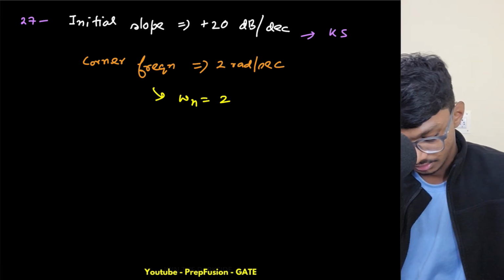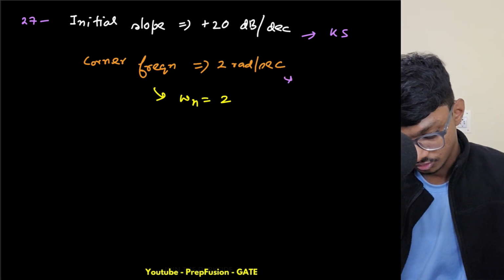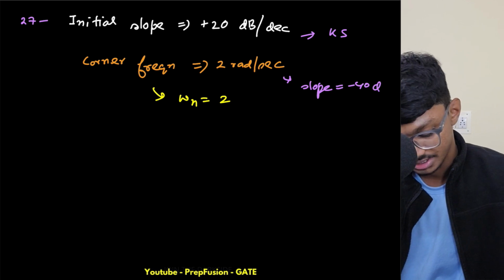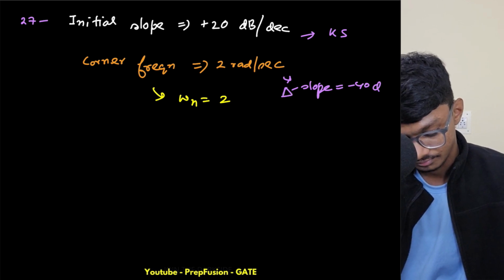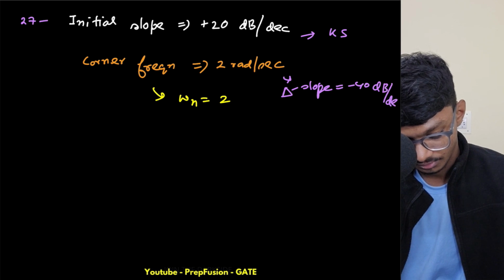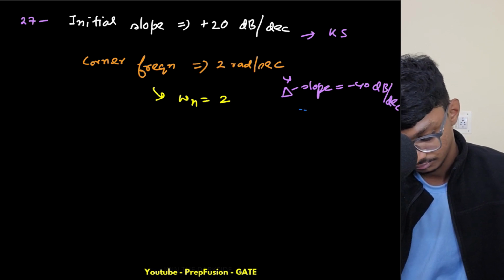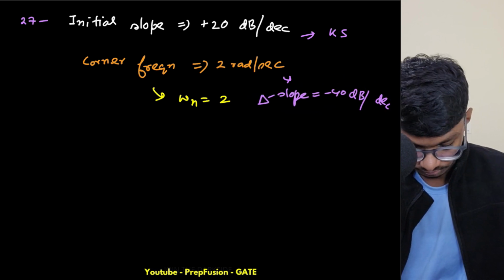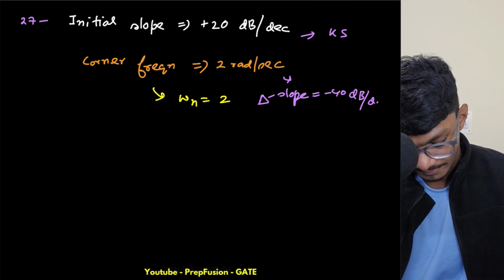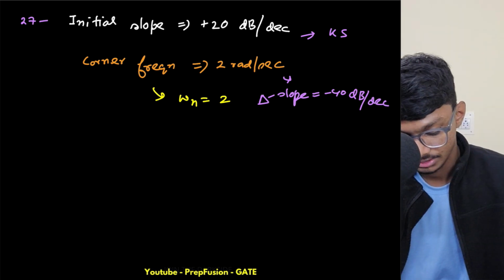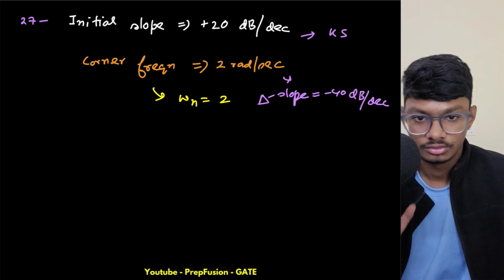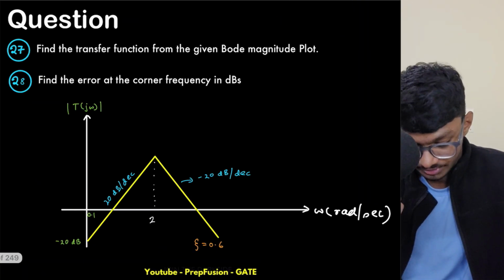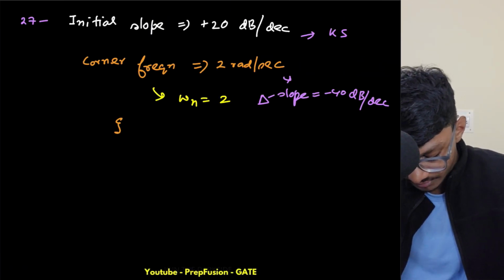Then due to this, the change in slope, delta slope, is minus 40 dB per decade. So my slope is minus 40 dB per decade. Now, can we approximate it? What is the order? So zeta they have given is 0.6.